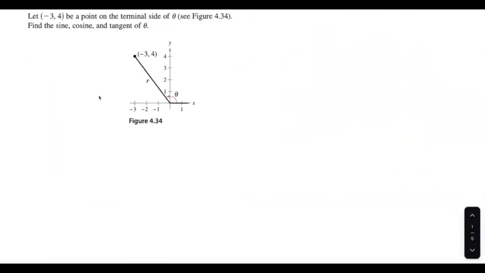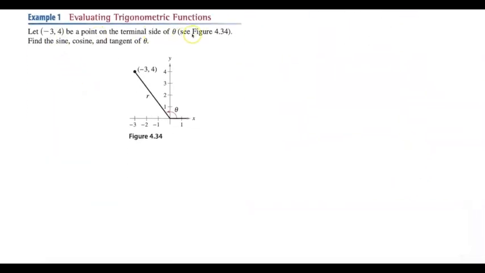So let's do an example real quick. Let negative 3, 4 be a point on the terminal side. Find sine, cosine, and tan of this. So we're going to find sine, cosine, and tan theta. We're going to do the same thing we did before. We're going to build a triangle. We're going to figure out the sides.